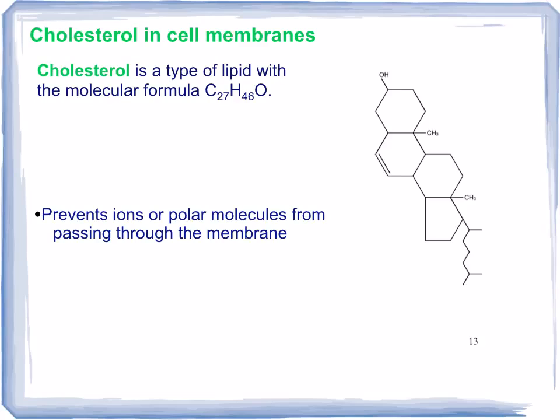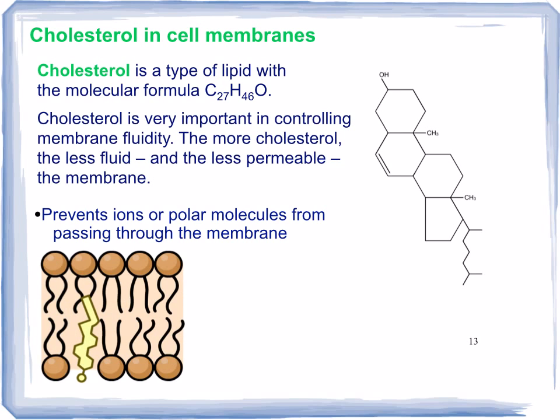Let's have a look at cholesterol. Now, cholesterol molecules occur throughout the cell surface membrane of animal cells. They are very important, and they help with mechanical stability. So here you can see a cholesterol molecule. It's got the molecular formula C27H46O, and this prevents ions and polar molecules from passing through the membrane.